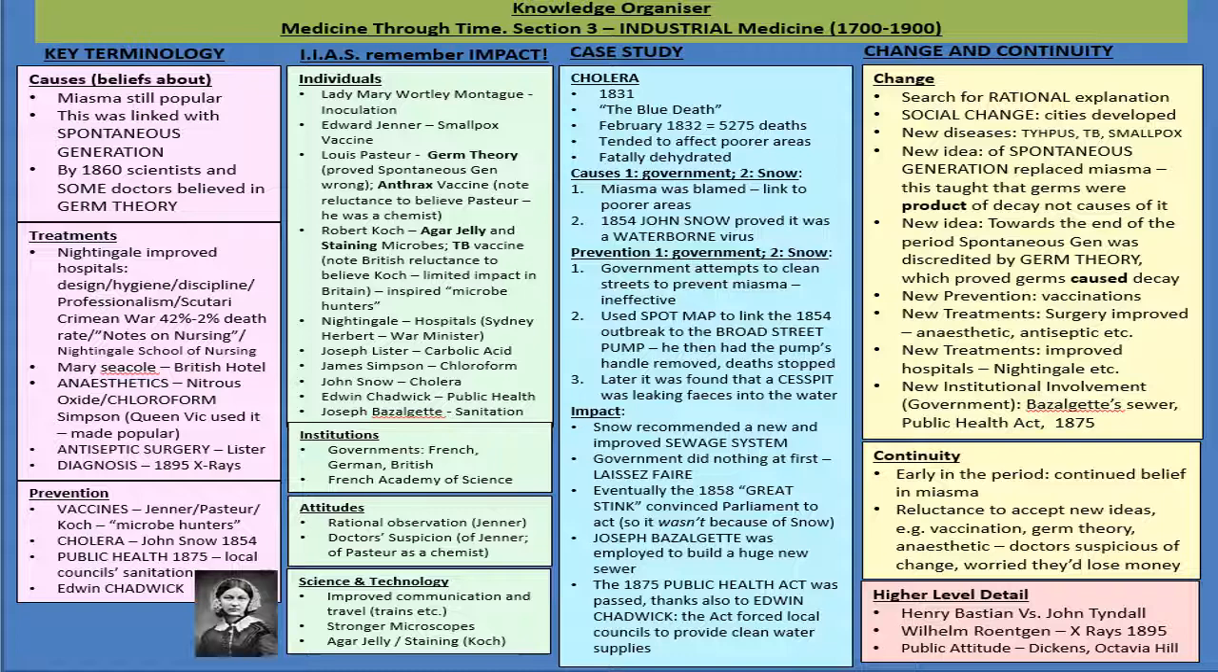Attitudes, rational observation. Jenner was a scientist. He applied the methods of scientific observation when he spotted that people who had cowpox didn't get smallpox. But we've also got the opposite side, a negative attitude, holding back change. Doctors' suspicion of Jenner, or inoculators' suspicion of Jenner. Doctors' suspicion of Pasteur because he was a chemist, not a physician.